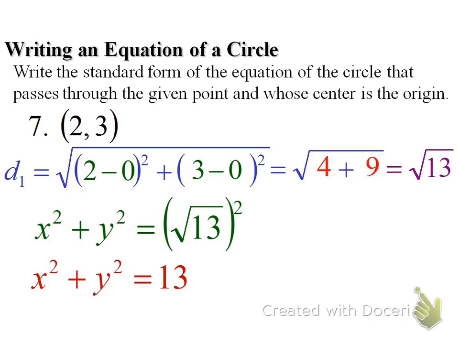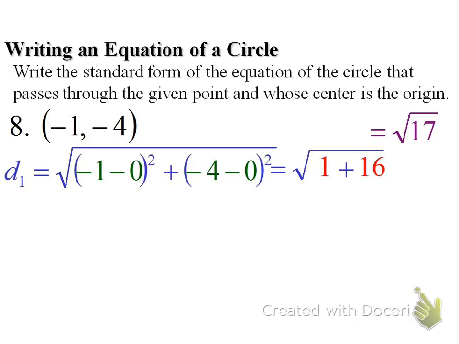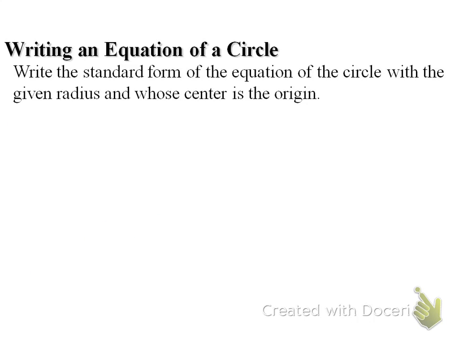Questions on this type? Would you like to see another? Okay, let's speed through this one then. Here's another one, same type. We're going to use the distance formula with the center 0, 0. You end up getting square root 17. When you square it, you get x squared plus y squared equals 17. All right, let's get into the next type.